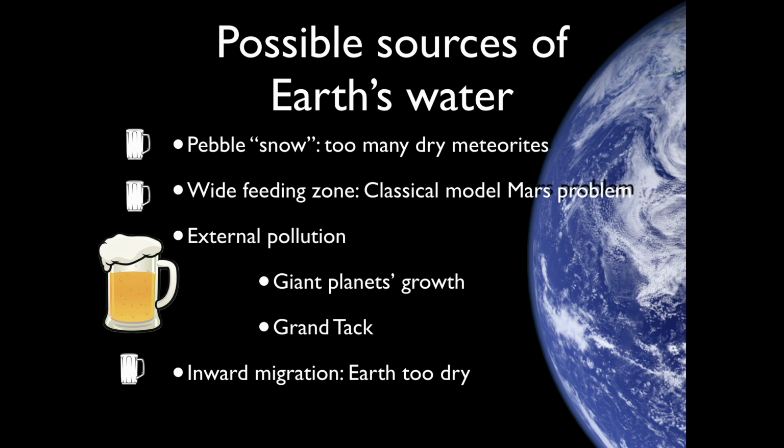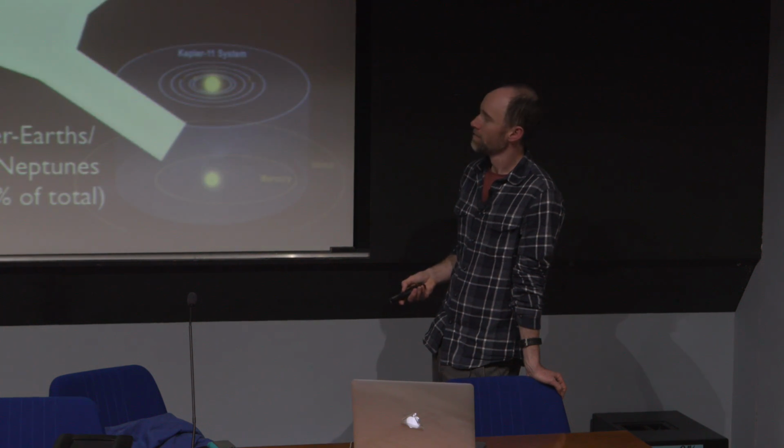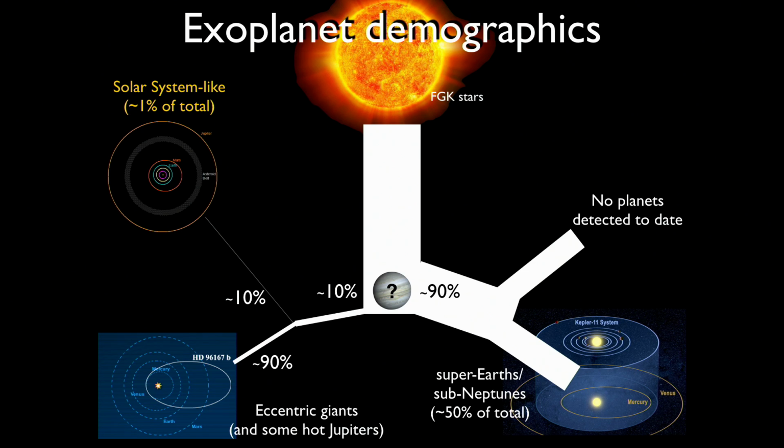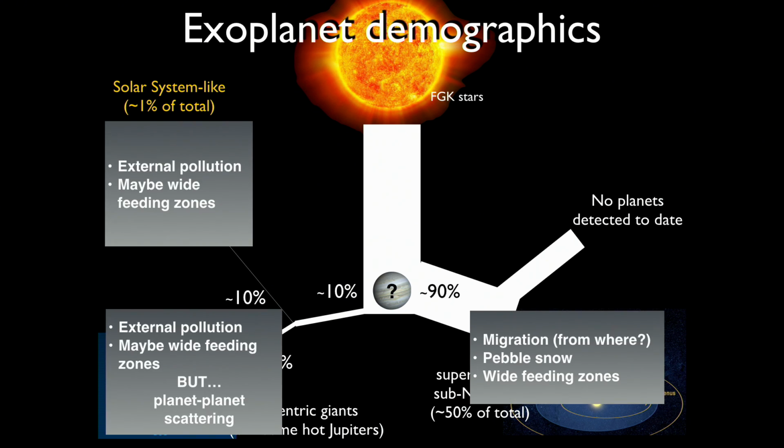Now, let's extrapolate this, at least in a very simple way, to exoplanets. So I already showed you this plot of the very rough demographics, one simple way to slice up exoplanets as we know them. So which water delivery mechanisms might matter in different parts of this plot? Well, here, I put them all at once. All right, so for solar system like, external pollution seems to work pretty well. Maybe wide feeding zones can matter.